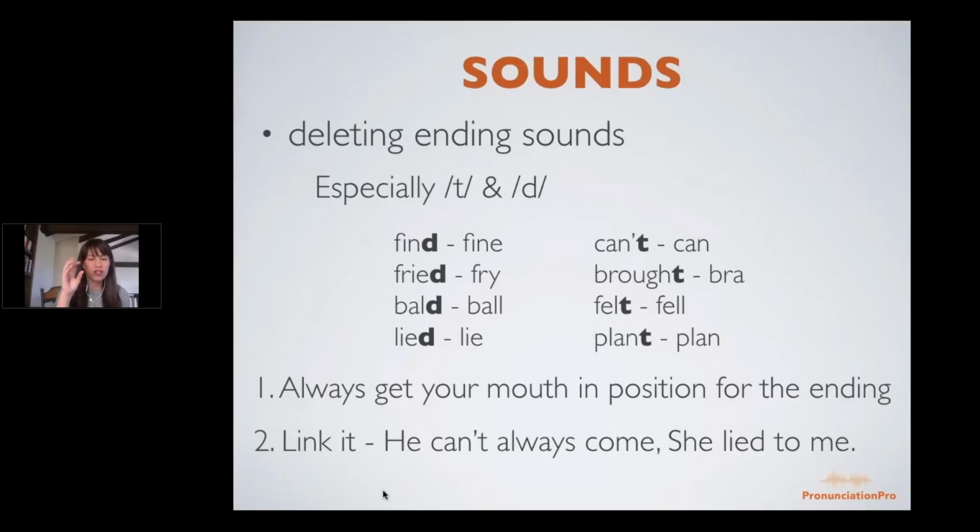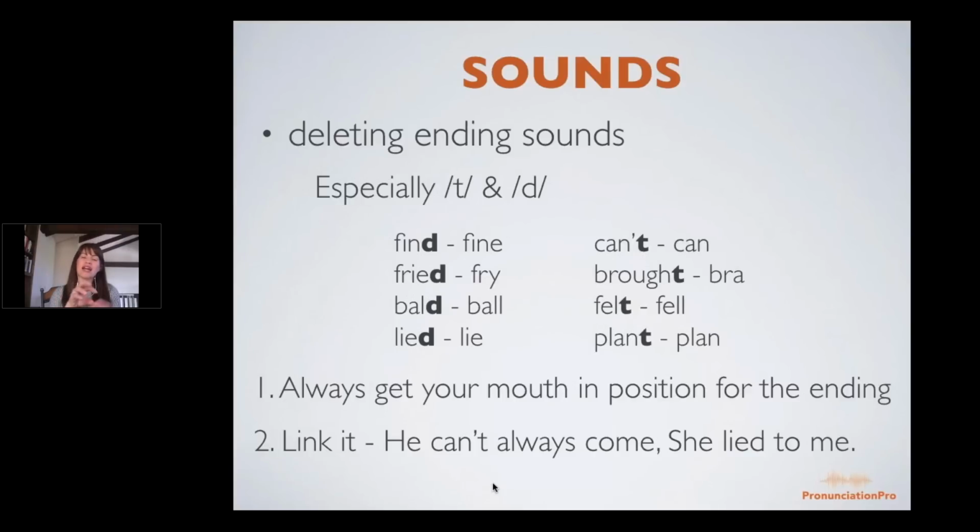because otherwise you're going to want to drop that. And what happens to the sentence if you drop the T? It changes the meaning. It totally changes the meaning. Yep. And instead of he can't always come, he can always come. So in this situation, yeah, you will definitely need to release it because it's followed by another vowel. Can't always. He can't always come. He can always.